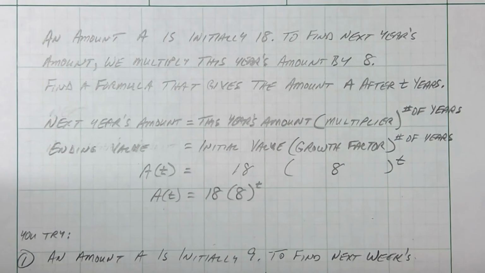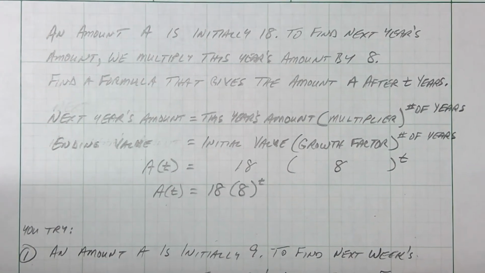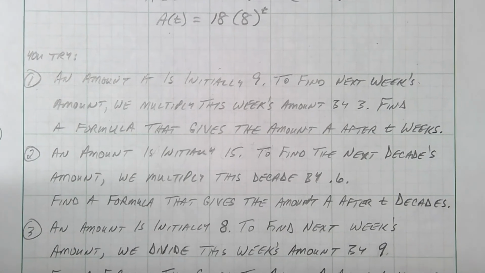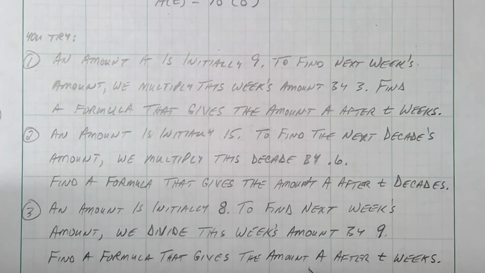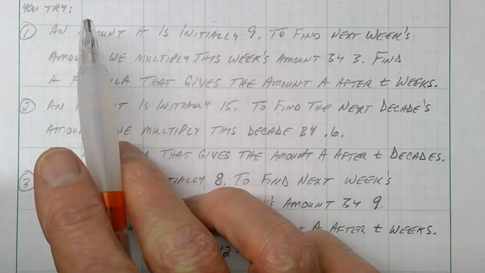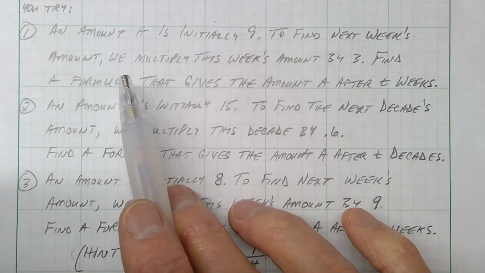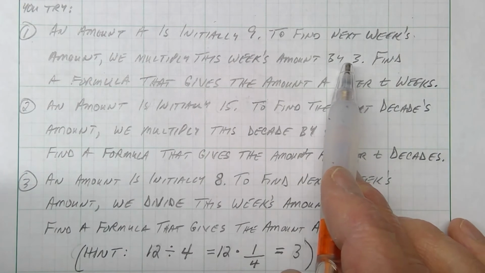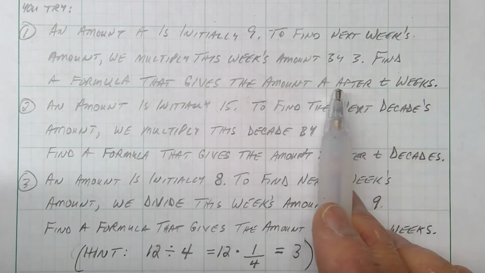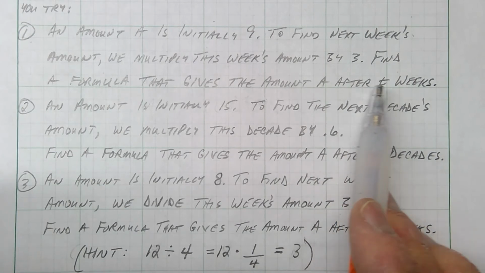All right, you guys try a couple here. So an amount, I'll show you all three, and you guys can pause the video and see if you can work these out. All right, an amount A is initially 9. This is number 1. To find next week's amount, we multiply this week's amount by 3. Find a formula that gives the amount A after t weeks. So it's going to be A of t.